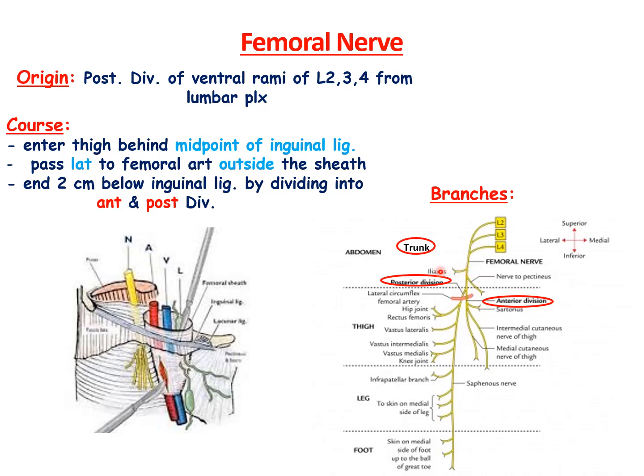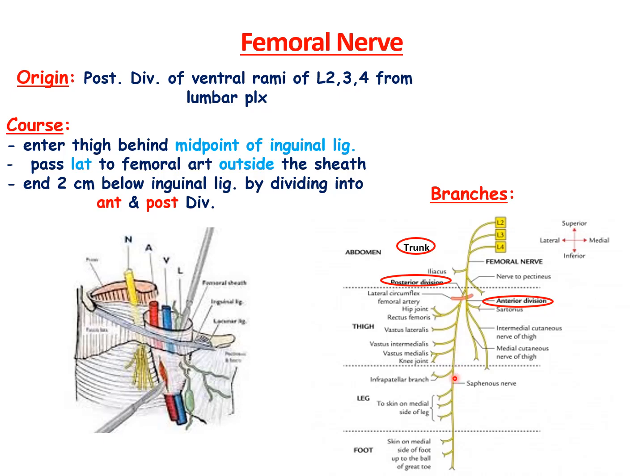Branches. You have branches from the trunk, branches from the anterior division, and branches from the posterior division. From the trunk you have 2 muscular branches: nerve to iliacus and nerve to pectineus. From the anterior division you have 1 muscular branch to the sartorius and 2 cutaneous branches, which are the intermediate and medial cutaneous nerve of the thigh.